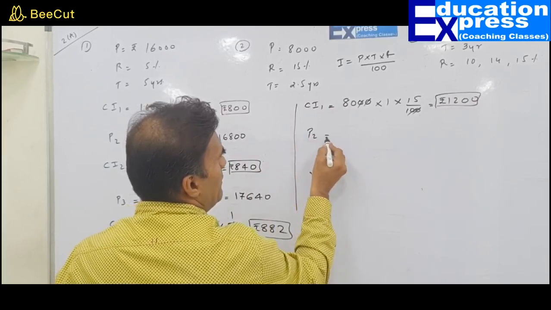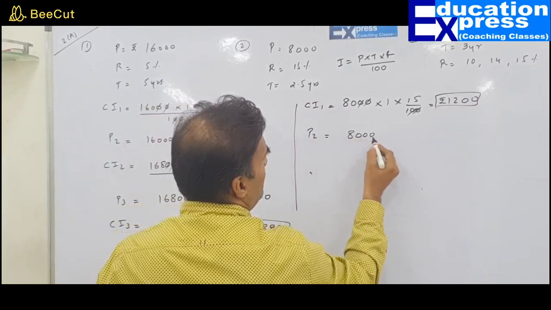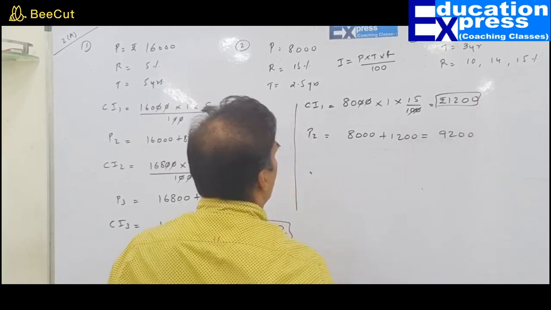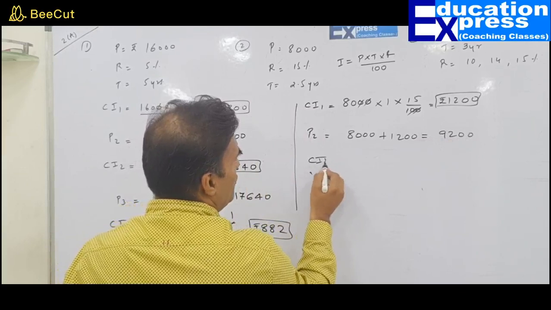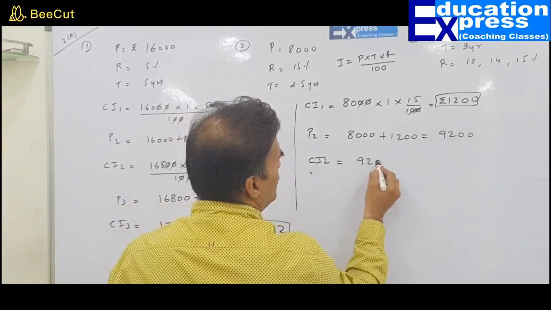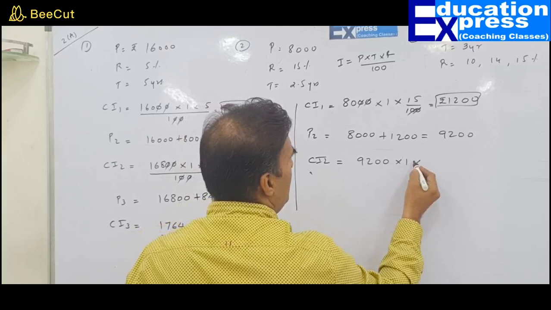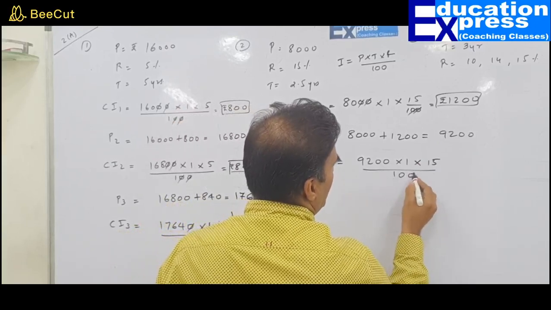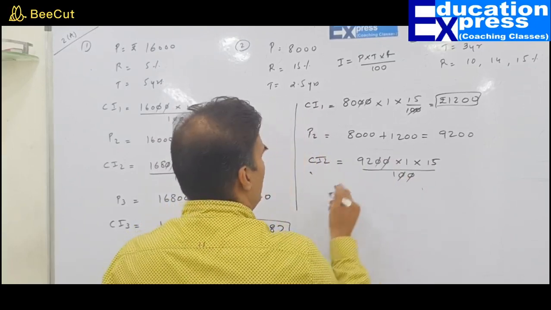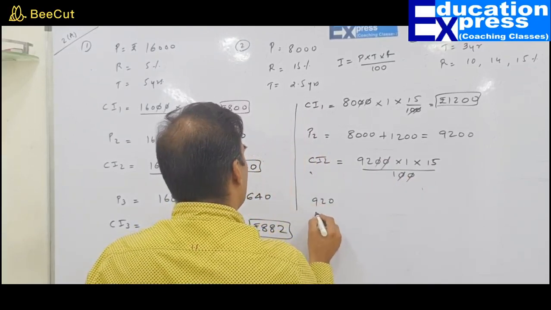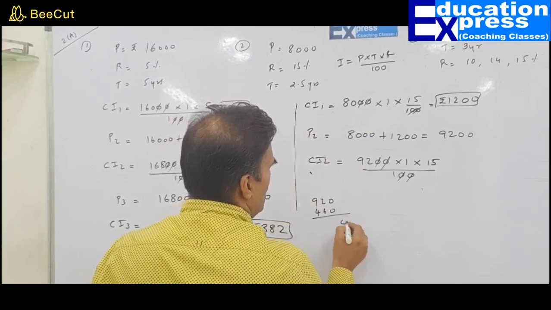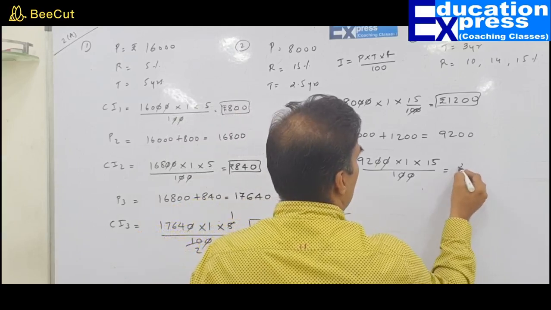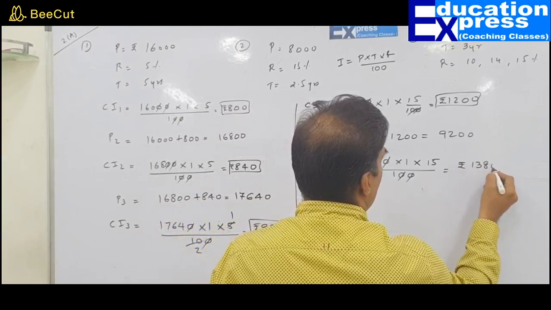Can we find P2? Of course, sir. 8,000 plus 1200. That is 9,200. What about CI2? CI2 will be 9,200 multiplied by 1 multiplied by again 15 upon 100. 15 9s are 135, 15 2s are 30. So interest would be 1380.